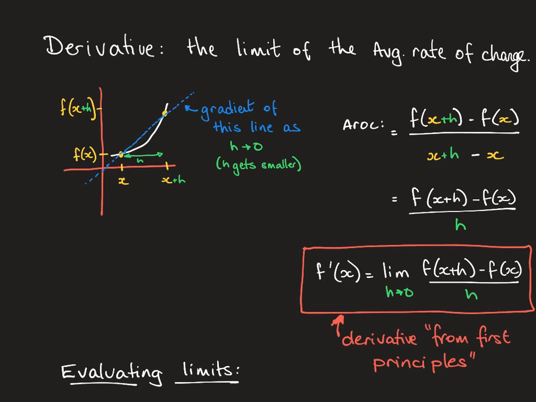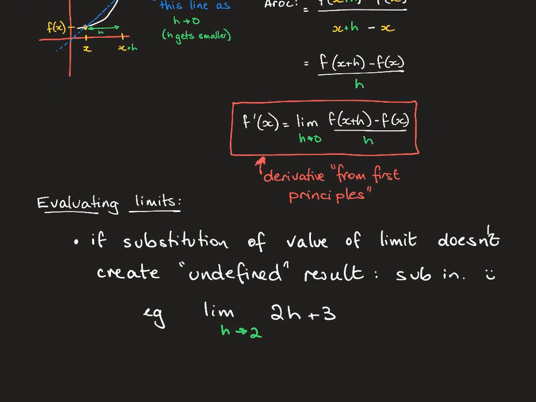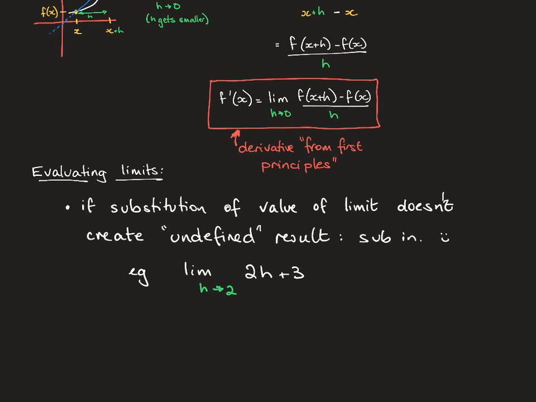So let's review how you evaluate a limit. Now, in evaluating limits, if you can substitute the value of the limit in and it doesn't create an undefined result, then you can just substitute in and you've got a solution. So I have an example here. I have the limit as h approaches 2 of 2h plus 3. And so what I do is I put this 2 where the h is in the formula and then evaluate.